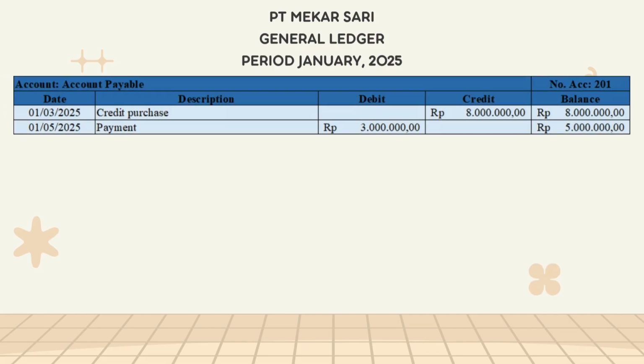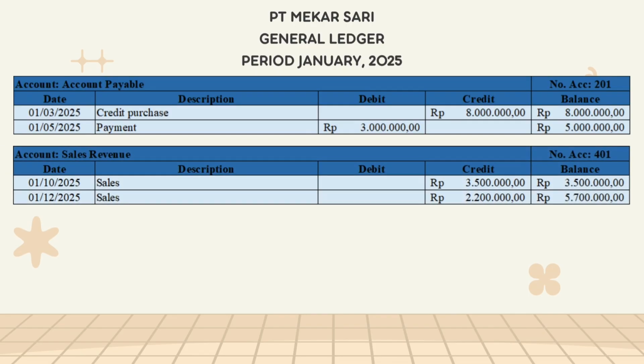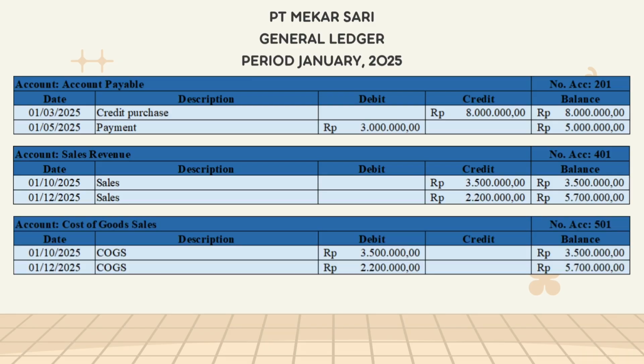The accounts payable account records a credit of 8 million for credit purchases and a debit of 3 million for payments, resulting in a credit balance of 5 million. The sales revenue account records credits of 3,500,000 and 2,200,000, resulting in a final credit balance of 5,700,000. While the cost of goods sold account records debits of 3,500,000 and 2,200,000, resulting in a total debit balance of 5,700,000.